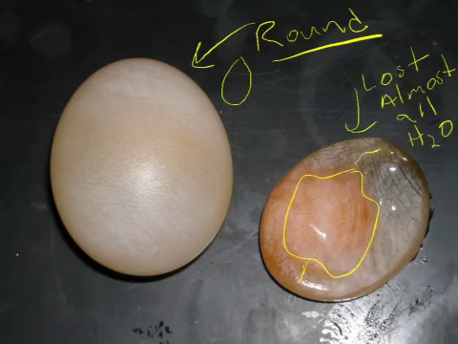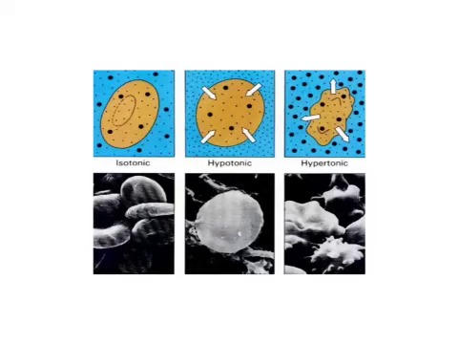So this movement of water, this osmosis, is something you have to understand, because this cell is not the only one that osmosis occurs in. Osmosis occurs in every cell of your body. So let's look at osmosis. Let's look at osmosis in three different conditions.